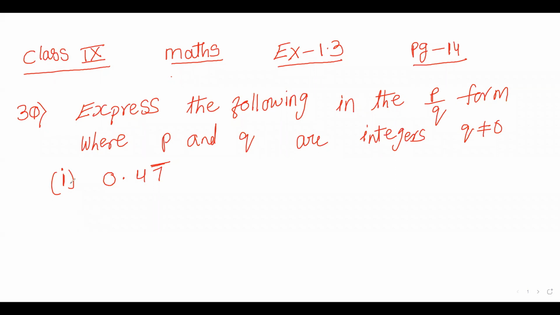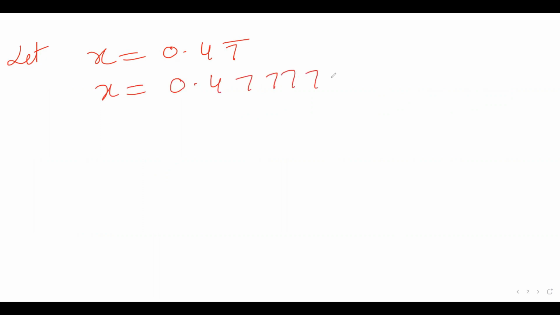So the second bit is 0.47 bar. 7 is having the bar. Let us take x is equal to 0.47 bar. On removing the bar, you will get 0.4, 7 will continue. This is your equation 1. Bar is written for one number, so periodicity is 1.